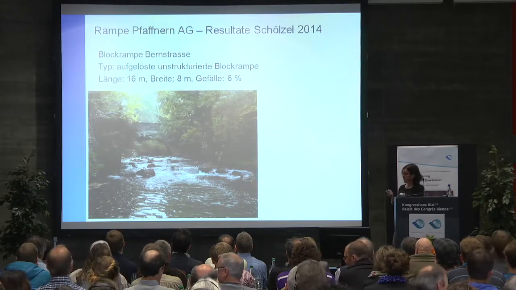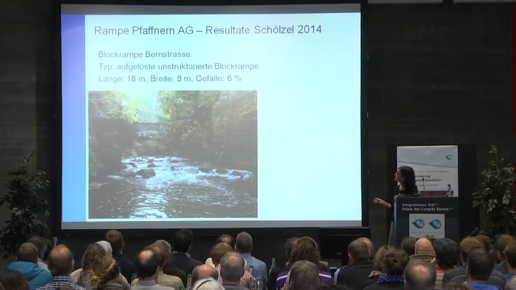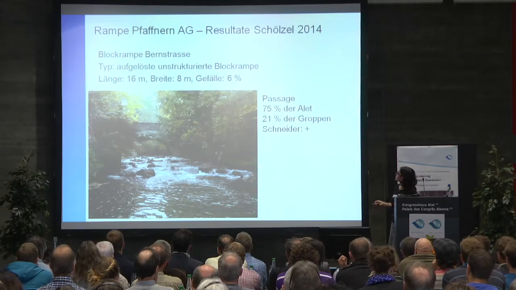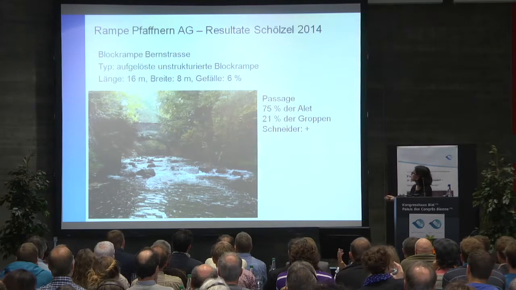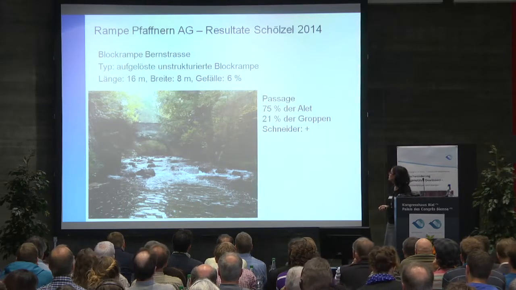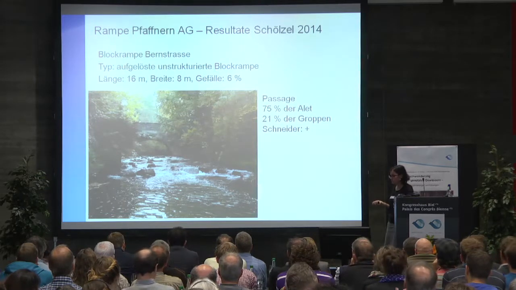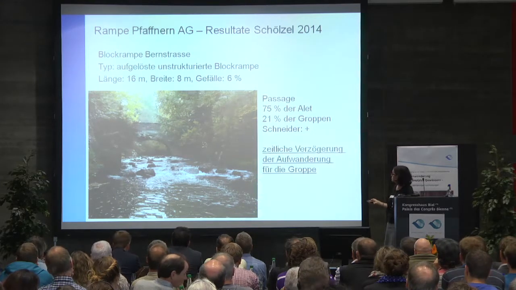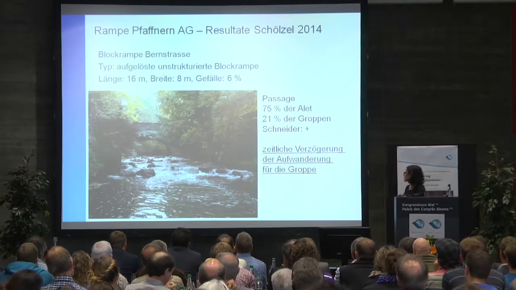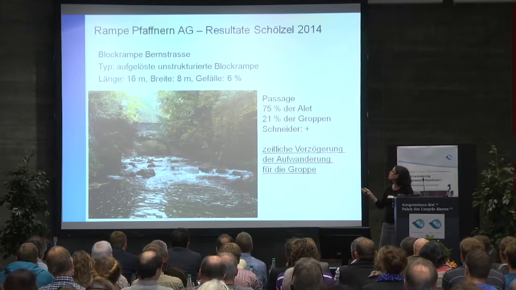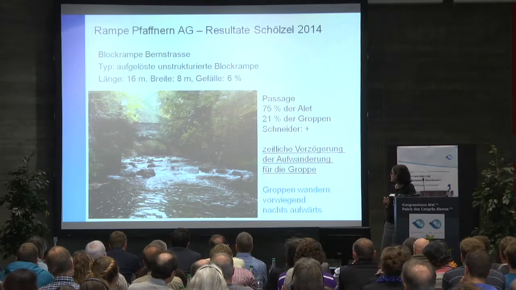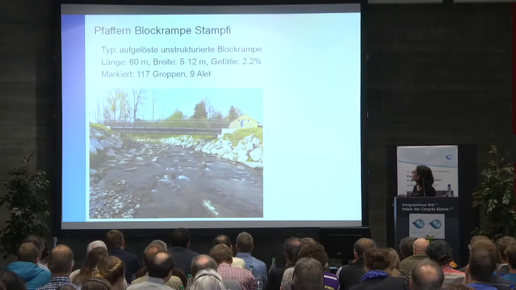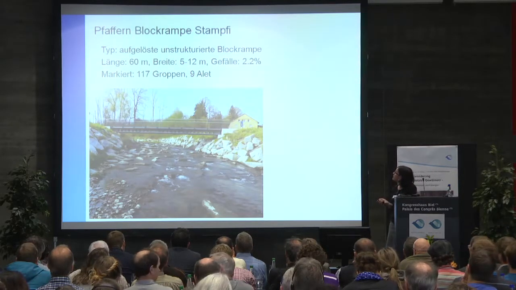This is another example in Pfaffnau, still Aargau, an unstructured rock ramp with a slope of 6%, which is the upper limit for passability. We had 3 types of fish that were marked. The Schneider was found again, and we don't have any percentages because they were marked before in another exercise. For the bullhead, it was hardly possible because it was perhaps too steep, and they migrate also overnight.